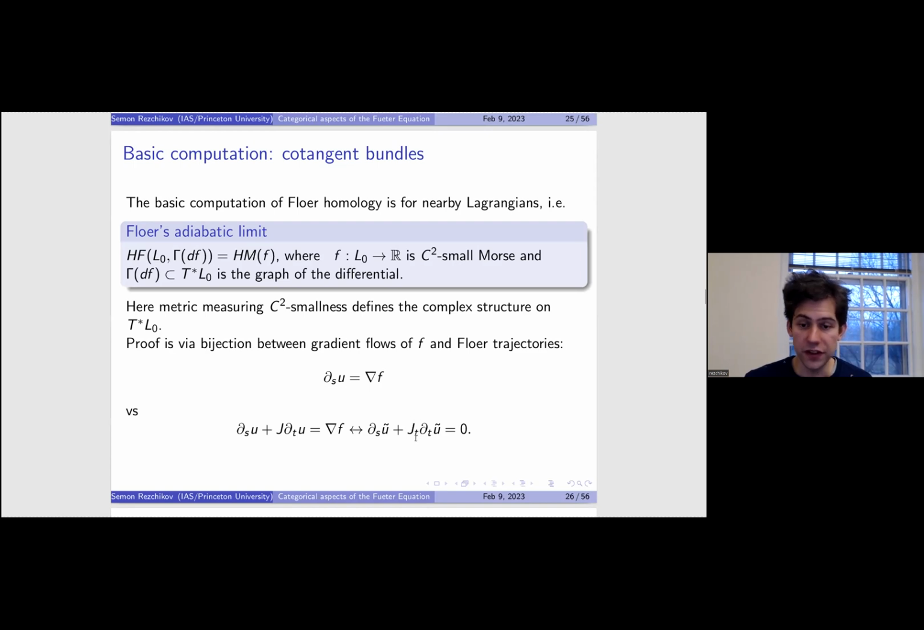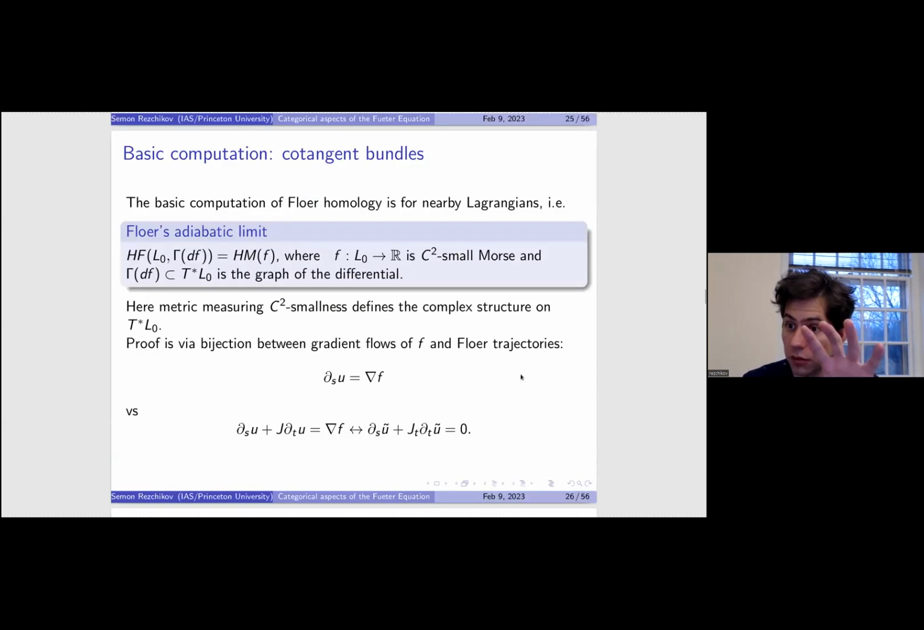That almost complex structure is constructed so that solutions to the equation on the bottom right are the same as solutions to the equation on the bottom left, where this J comes from the metric on the base. If you have a metric on the base, you get an almost complex structure on the cotangent bundle. And then you do a couple of estimates and show that this dJ/dt term is just 0 when F is C2 small. That's what he did.